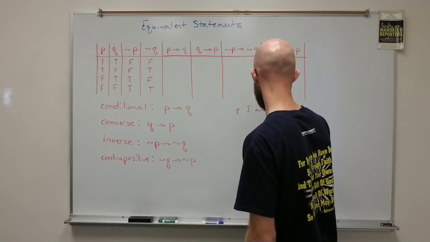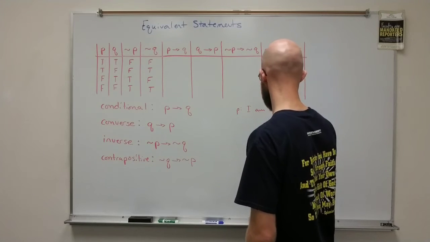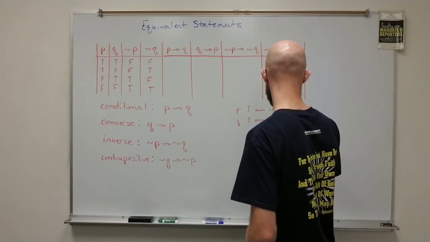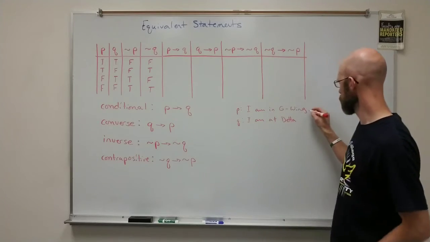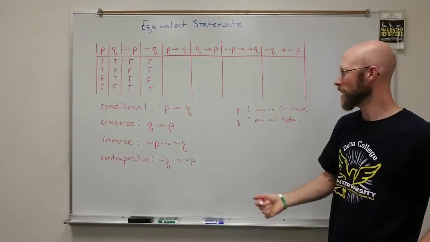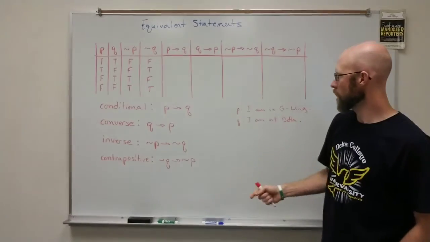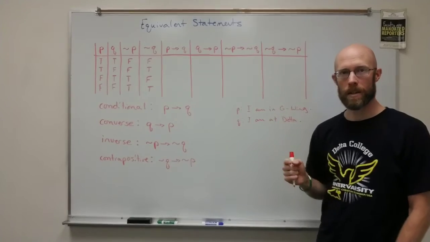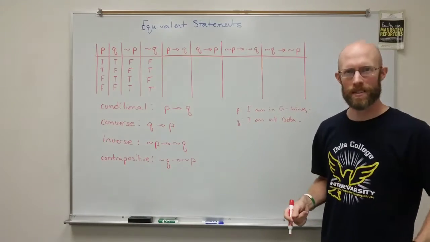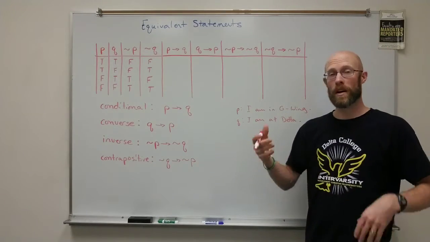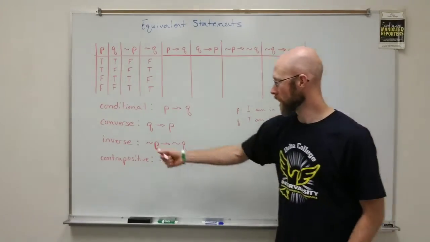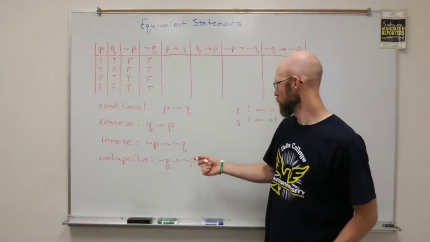Now I could come up with a concrete example of this. P is, I am in G wing, and Q is, I am at delta. Right, so these are two statements, something like that. I don't know, I am in G wing and I am at delta, but it doesn't matter. So conditional statement, if I am in G wing, then I am at delta. Well, that makes sense, right? I've got to be in G wing to be at delta, right? Or no, well, if I'm in G wing, then I have to be in a bigger set of delta.